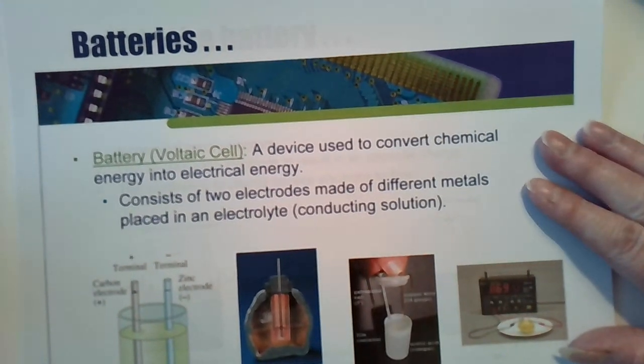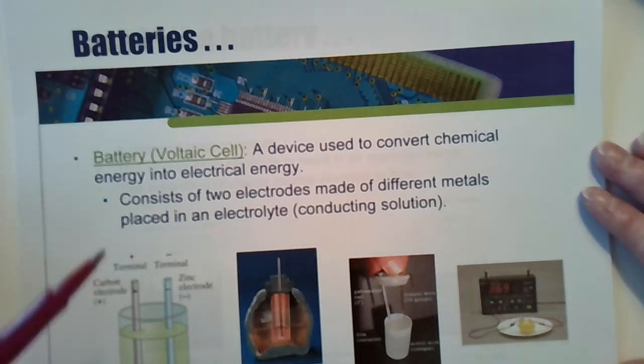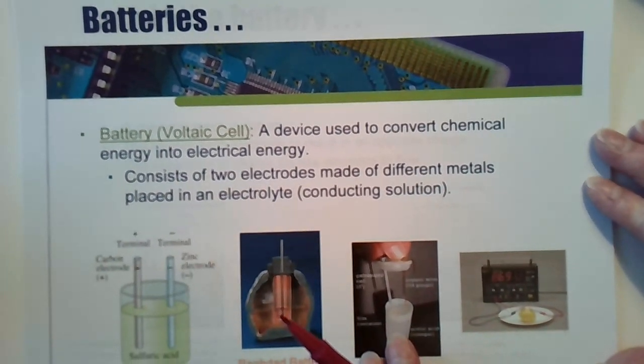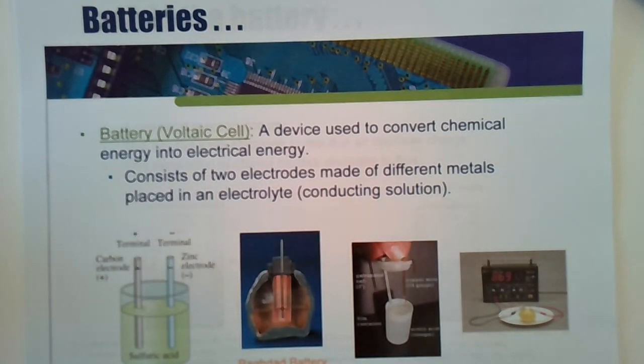All right, so we are going to start with box number one, and I'll come back to the spots to help you fill them in. We're going to start with the concept of a battery. A battery is a device used to convert chemical energy into electrical energy.